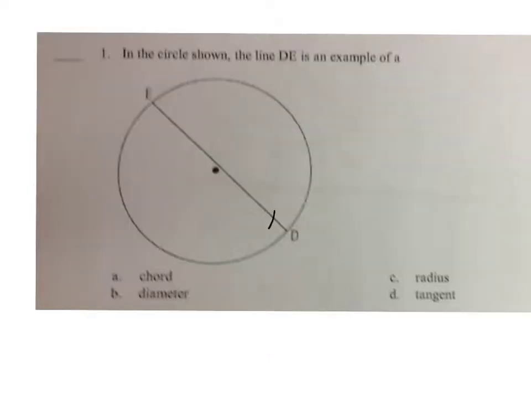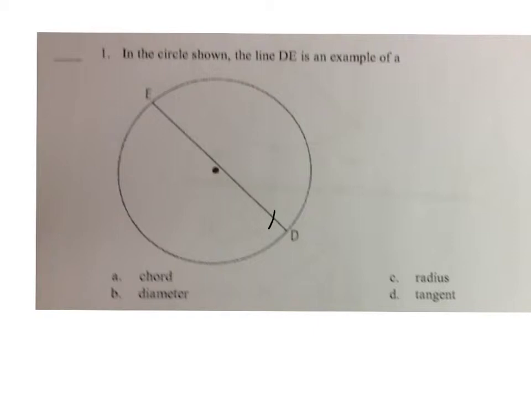In this circle shown, the line DE is an example of what? Is it A, a chord, B, a diameter, C, a radius, or D, a tangent? So what do you think? B. Okay, why are you saying B? I say A. The answer actually is A.